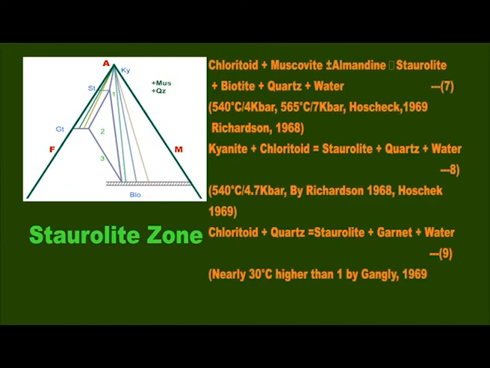Another reaction is kyanite plus chloritoid gives rise to staurolite plus quartz plus water, reaction number 8, at 540 degrees centigrade, 4.7 kilobar, by Richardson 1968 and Hoschek 1969. Another reaction is chloritoid plus quartz gives rise to staurolite plus garnet plus water, reaction number 9, nearly 30 degrees centigrade higher than the reaction studied by Ganguly 1969.